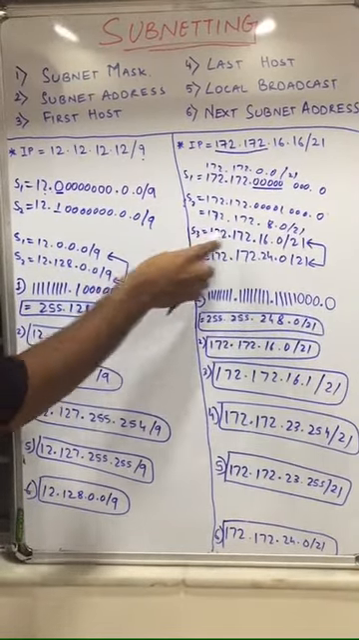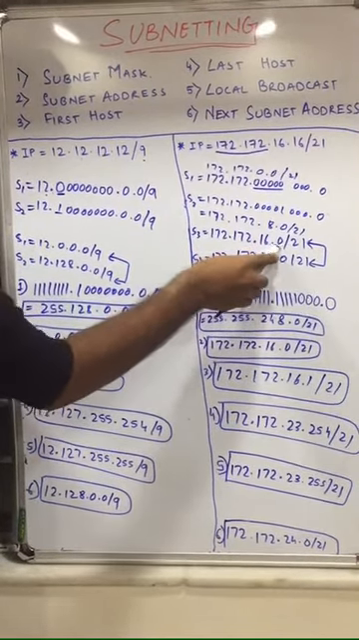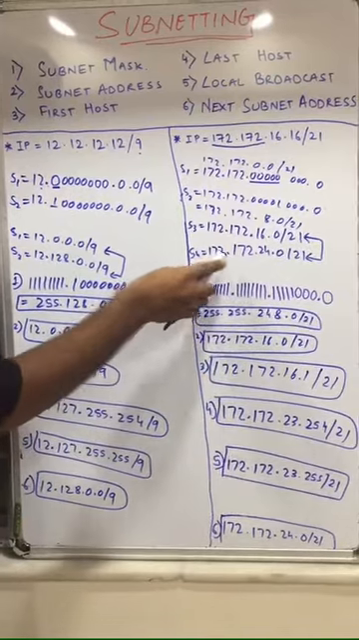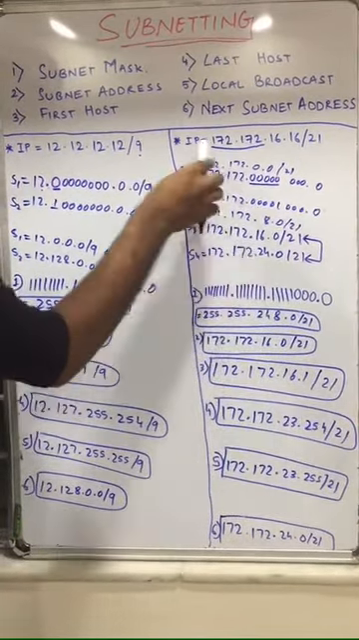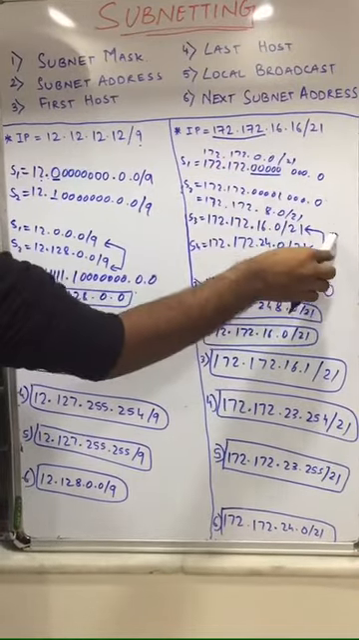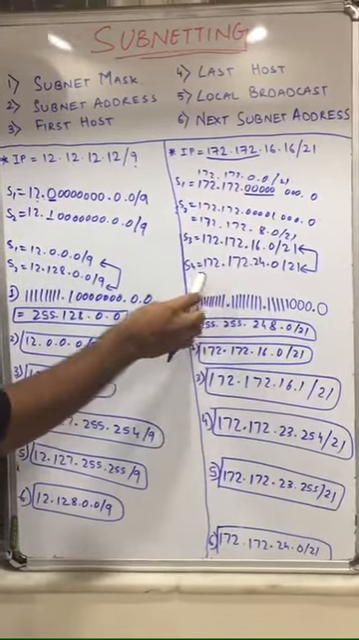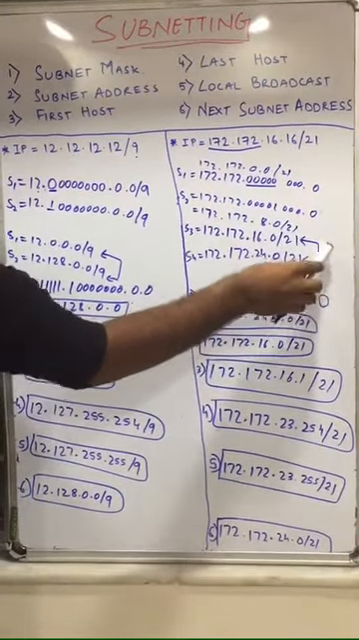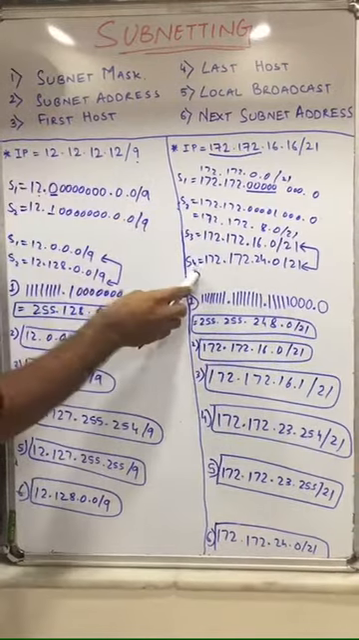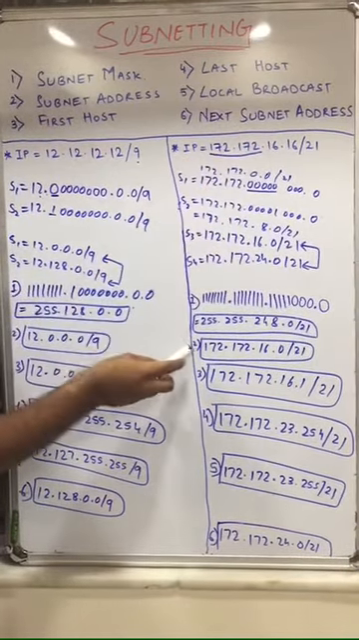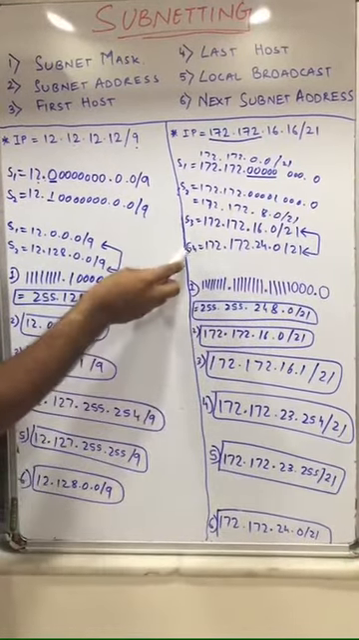So our S3 will be 8 plus 8, 16: 172.172.16.0. Our S4 will be equal to 172.172.24.0. Now you can observe that our given IP lies in the range S3 and S4. So now we play with these two ranges only. As I told you, S3 is our subnet address and S4 will be our next subnet address. So directly note down the subnet address and next subnet address as S3 and S4.